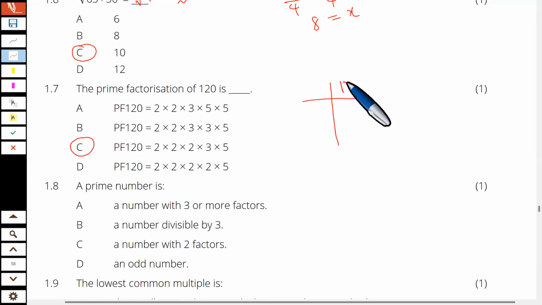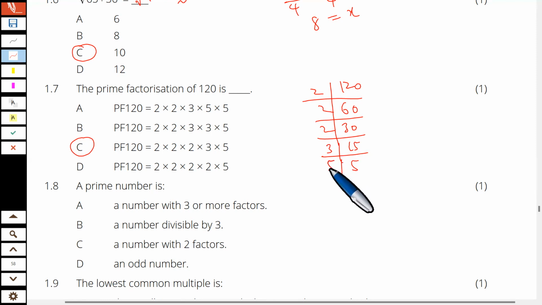Because you start with 120. If you divide it by 2, you get 60. You divide 60 by 2, you get 30. You divide 30 by 2, you get 15. You divide 15 by 3, you get 5. You divide by 5, you get 1. So you can see, therefore, that you have three 2s, a 3 and a 5. So the answer is that 1.7 is C.